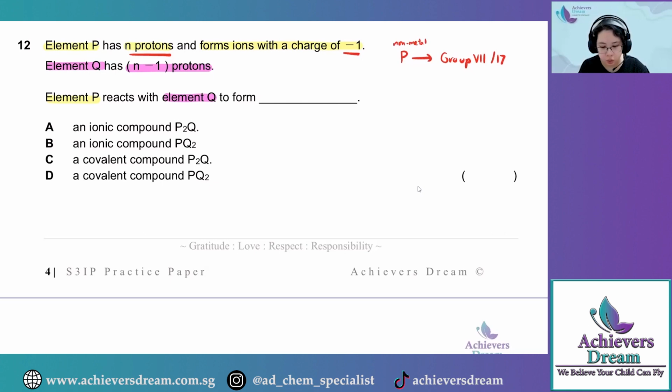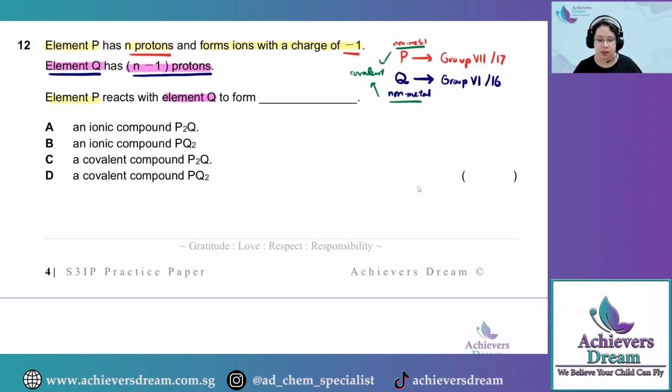And element Q has n-1 protons, which means that Q is in the column that is behind, or to the left of, P. So it is in group 6 or group 16. And this indicates that it's also a non-metal. Now, if two non-metals form a compound together, it will be a covalent compound. So that means that we can ignore A and B, and C and D are our only two options.